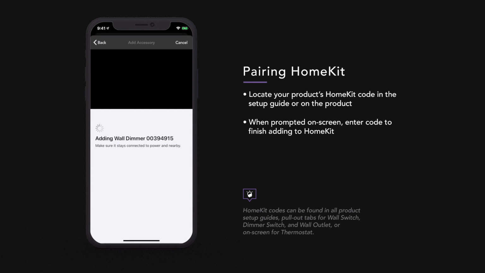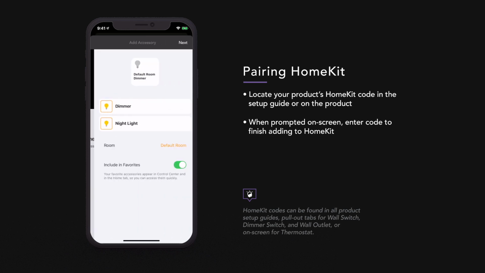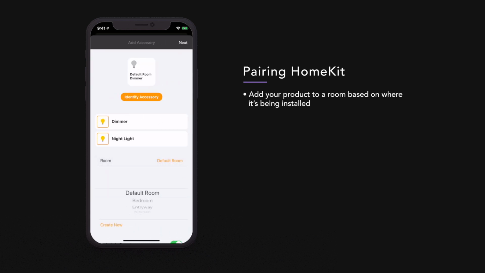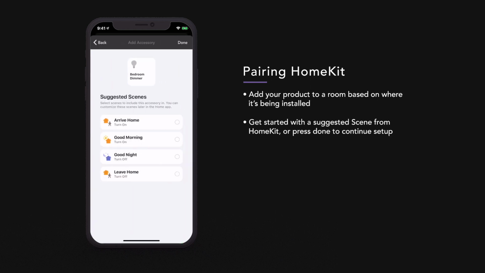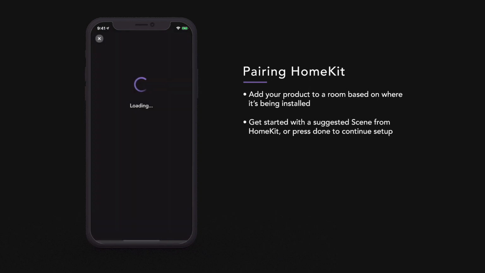Pull out tabs for wall switch, dimmer switch, and wall outlet, or on screen for thermostat. Add your product to a room based on where it's being installed. Get started with a suggested scene from HomeKit, or press Done to continue setup.